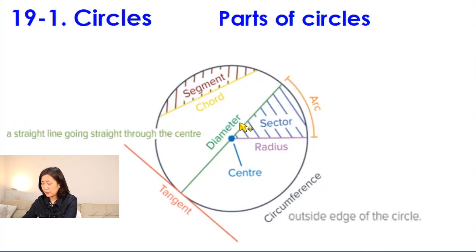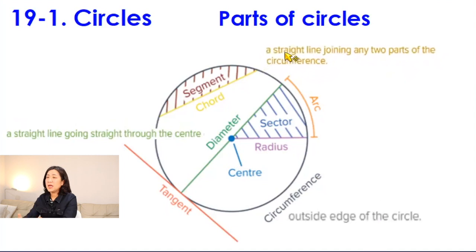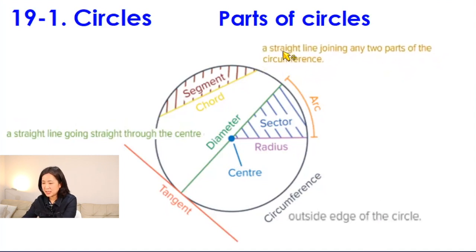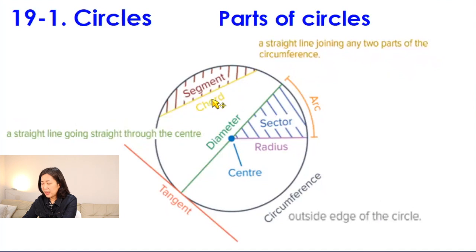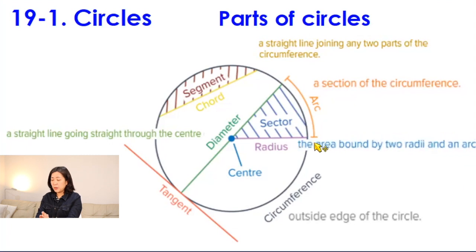Now we know that the radius is half of the diameter. Then there is another line called the chord. A chord is a straight line that joins any two points of the circumference. It does not go through the center. That's the difference between the diameter and the chord. The next one is an arc. An arc is a section of the circumference, just part of the circumference. Then there is a specific area called the sector. A sector is bounded by two radii and an arc, and this area is called the sector.